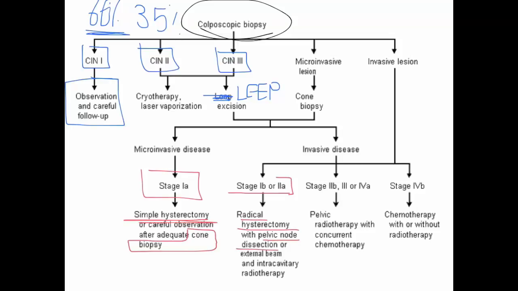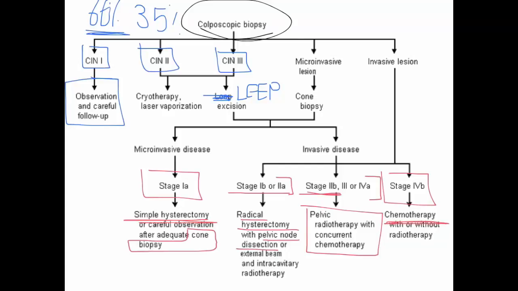Now, if it reaches stage 2B, which is basically when the cancer reaches inside the parametrium, till 4A, where it metastasizes to the nearby structures, for example, the bladder, we do pelvic radiotherapy with chemotherapy. However, if it reaches far away structures, for example, the lung, we only do chemotherapy.